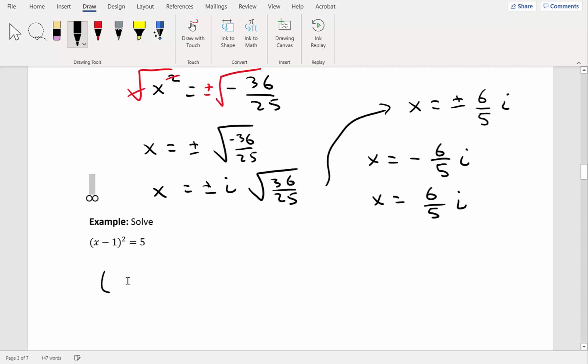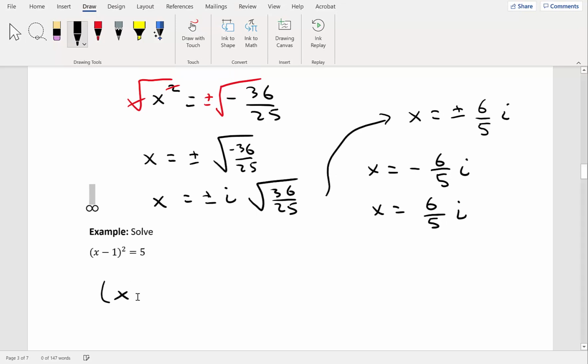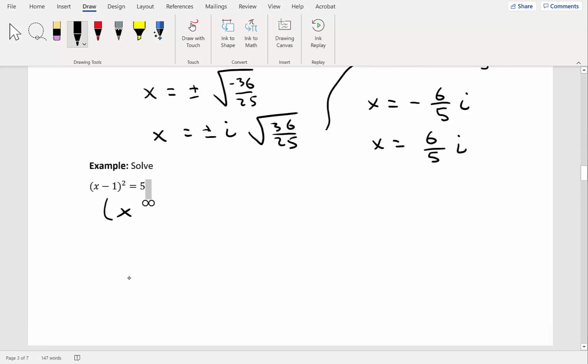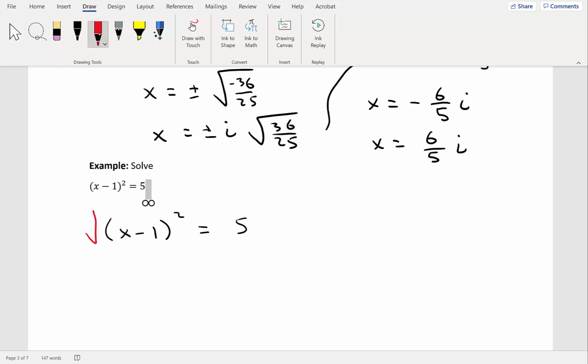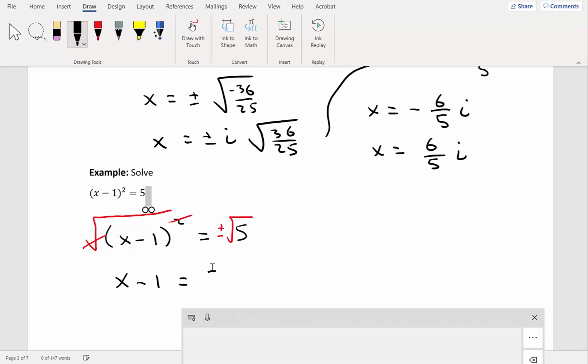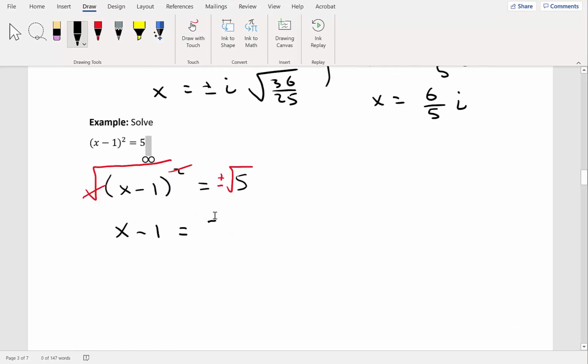Next problem, we have x minus 1 squared equal to 5. Now for this particular equation, our expression that's being raised to the second power is isolated. So what I want to do now is get rid of that second power. So I have to take the square root of both sides. Put my plus or minus. So now square root, second power, cancel out. So I have x minus 1 is equal to plus or minus the square root of 5.